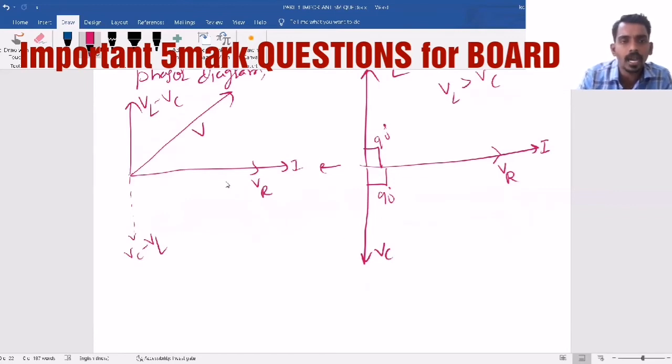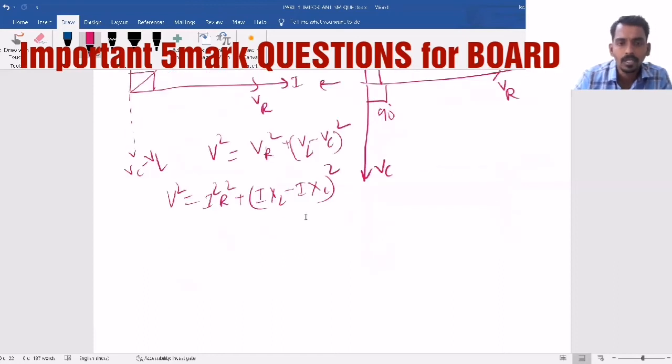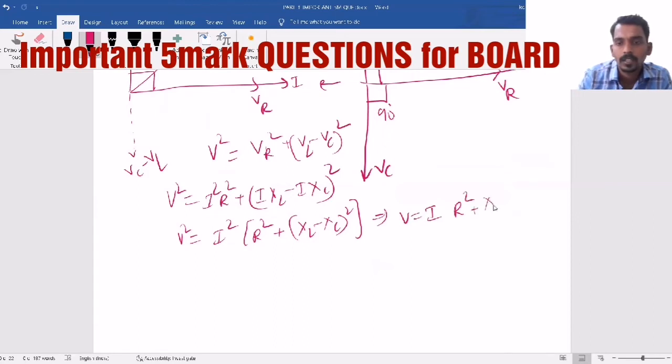Where the resultant voltage is the resultant of VR and VL minus VC. Both are like two vectors and the angle between them is 90 degrees. So the resultant equals the square root of A square plus B square. So V equals the square root of VR square plus VL minus VC whole square, where V is the resultant voltage. Now V square equals VR, that means I square R square, plus VL, that means IXL, minus IXC whole square. Now if you take I square common, V square equals I square times R square plus XL minus XC whole square, which implies V equals I into the square root of R square plus XL minus XC whole square.